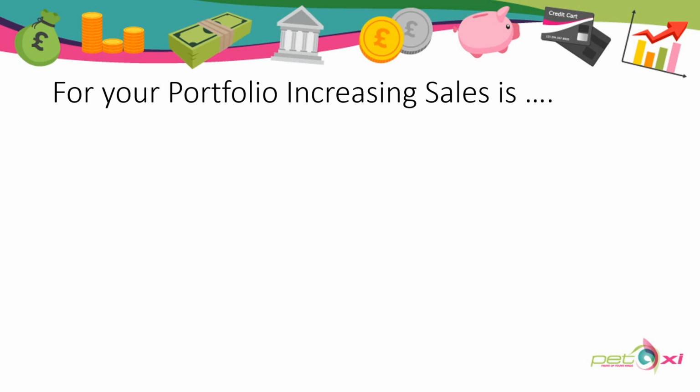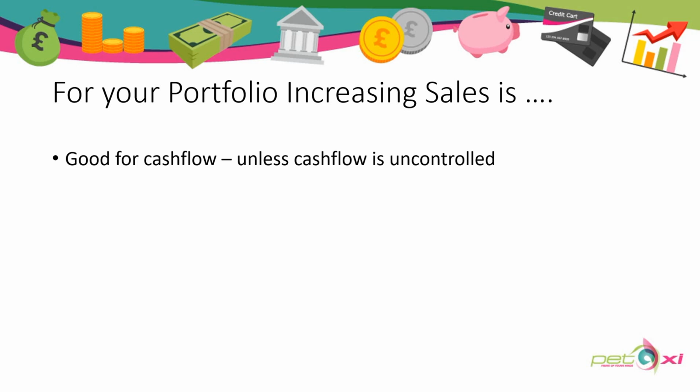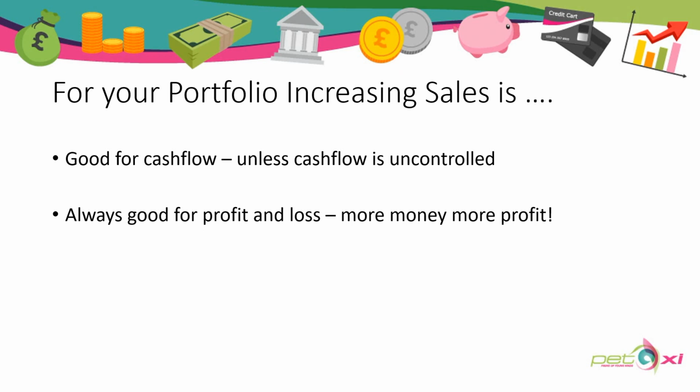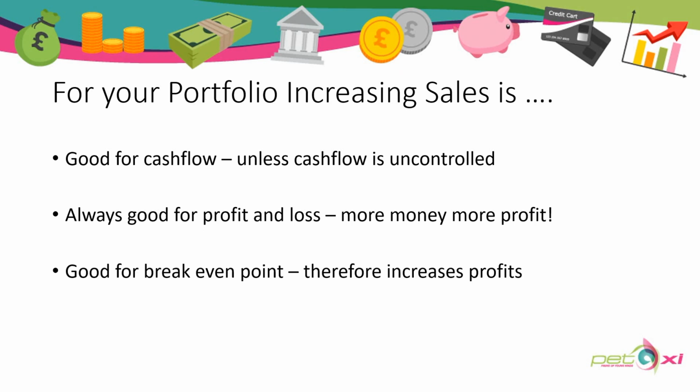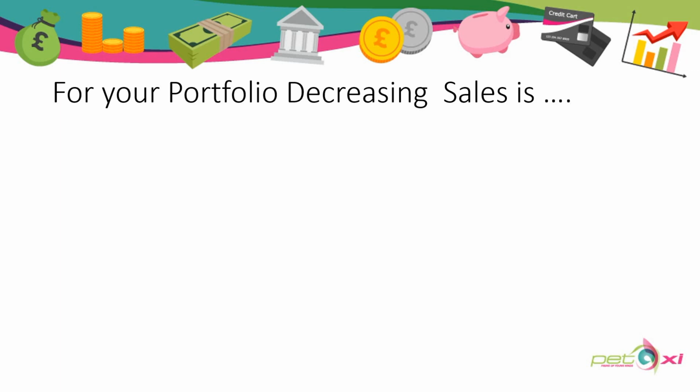For your portfolio, you should try and discuss the following in terms of increasing sales. Cash flow, good for cash flow unless the increase is not controlled. Then it can be negative for the business. Profit and loss, always a good thing. More money, more profit. Break even, this is also a good thing. It can reduce the break-even point for the company and therefore increase the profits, particularly manufacturing where bigger stock orders reduce unit price.